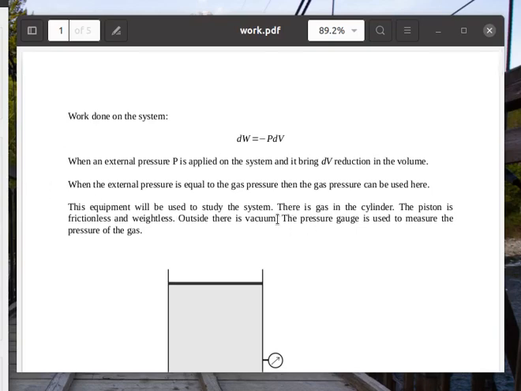So in this lecture I will discuss something about the work done on the system, because it is a kind of confusing concept in thermodynamics. So we start with the formula that we will use. The formula is dW equal to minus P dV, and this is for the differential work.